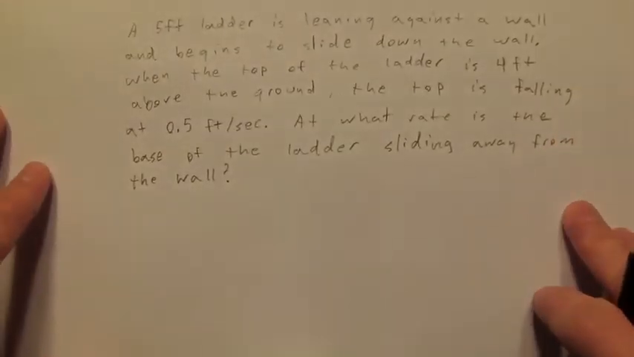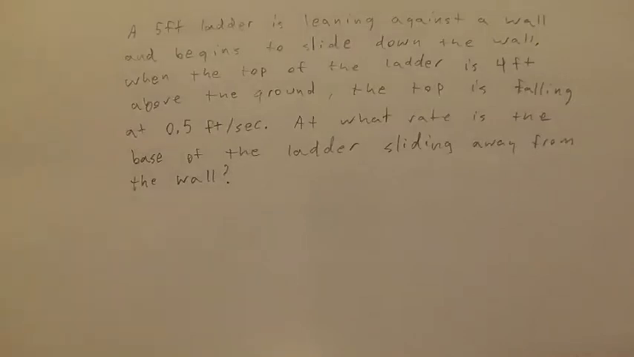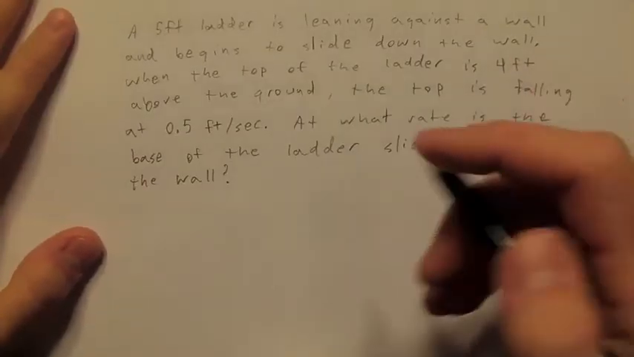Okay, so here's our question. We have a 5-foot ladder leaning against a wall, and it begins to slide down the wall. This is the typical calculus related rates problem, right? You probably see this in every calculus class that's ever been. The top of the ladder begins to slide down the wall, provided that it's sliding straight down, not falling to the left or right. As that happens, the base of the ladder starts to slide away from the wall.